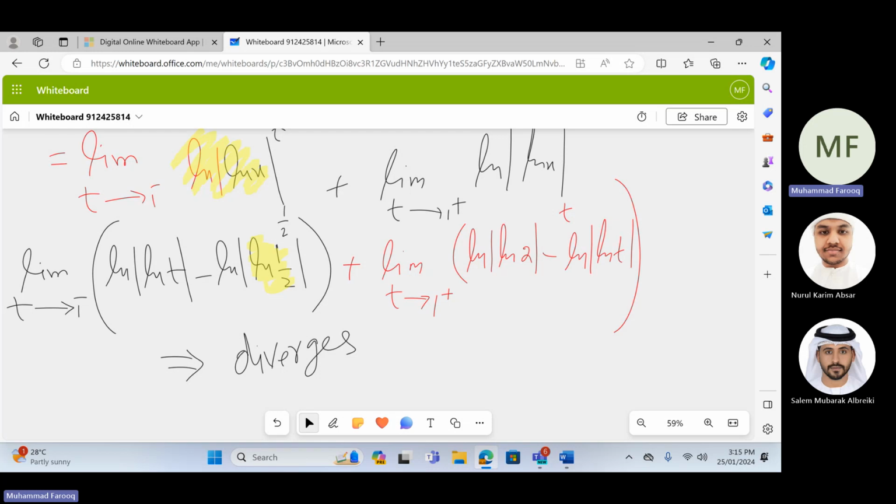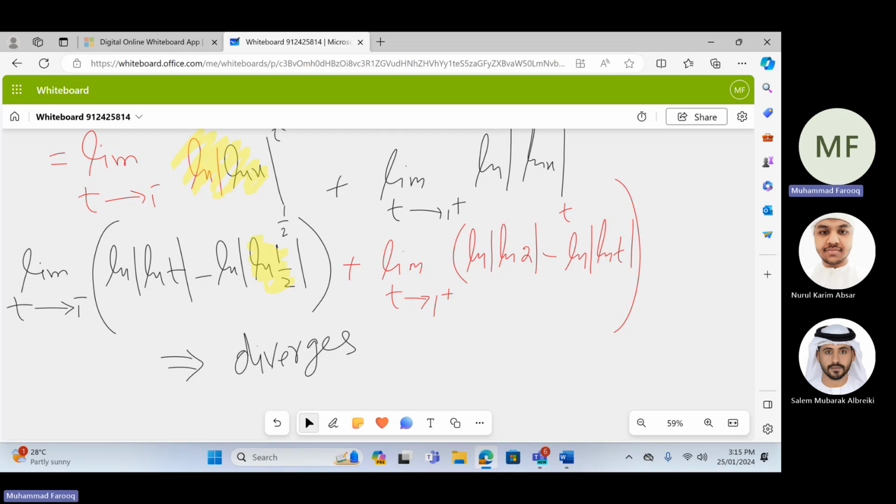Converges means a finite number. If you have a proper answer, any number, it converges. Any number you have as the answer, like 2, 4, 3, 0, or a decimal, is the answer.